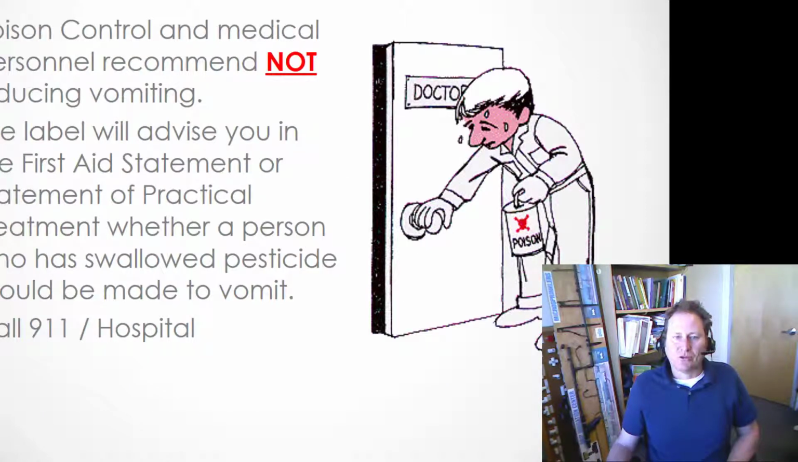Okay, if poisons are swallowed, do not induce vomiting. This has changed. Do not induce vomiting. The label will advise you, and we'll understand how important the label is coming up. The first aid statement or statement of practical treatment will say whether a person who has swallowed pesticides should be made to vomit, but not inducing vomiting is important now. Call 911, get somebody to the hospital, and know where the hospital is.